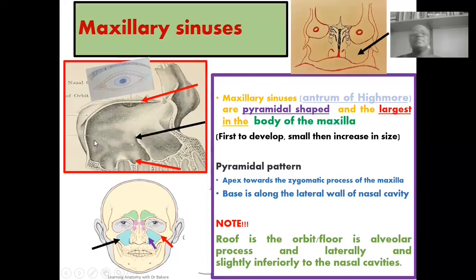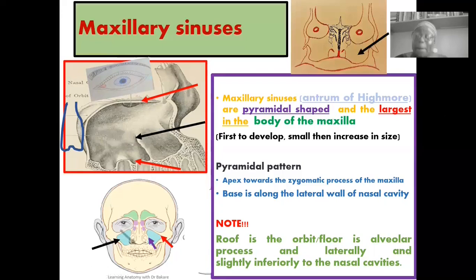If you look at the medial side, we already said that the base forms an alignment with the lateral wall of the nasal cavity. This region here is where we have the nose. This is where the nasal cavity is located. So you see that it is located on the lateral side of the nasal cavity. So this is how the maxillary sinus is configured and also positioned.